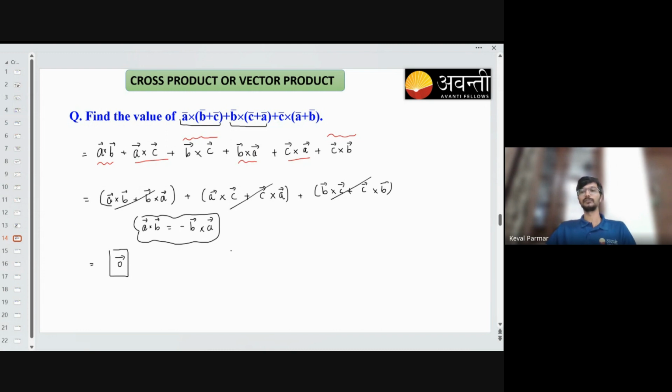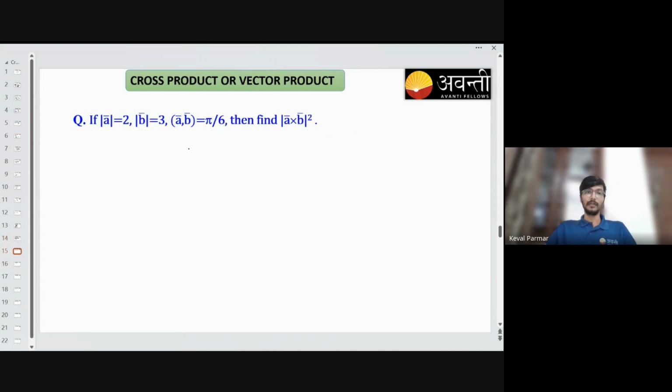Let's move to the next question. Yeah, again, a good question. This is also from previous year JEE Mains. So yeah, let's see this. What you can do here. Come on, guys. Okay, what does this mean? This is basically angle between A vector and B vector is given as pi by 6, and we have to find mod of A vector cross B vector, whole square.